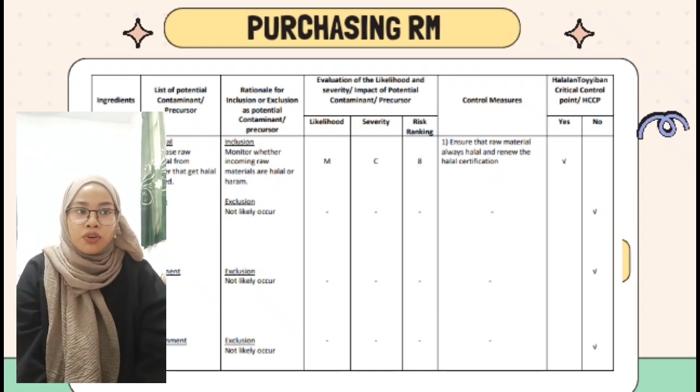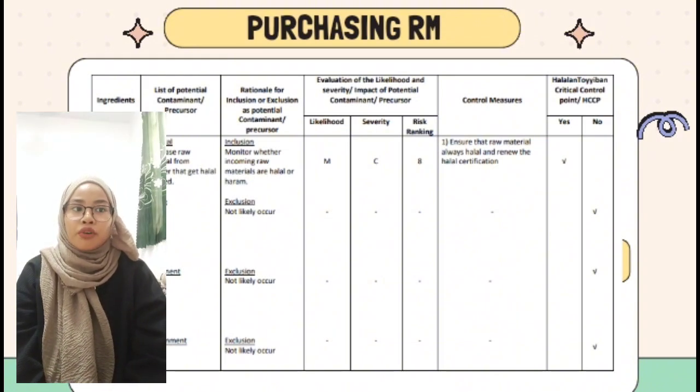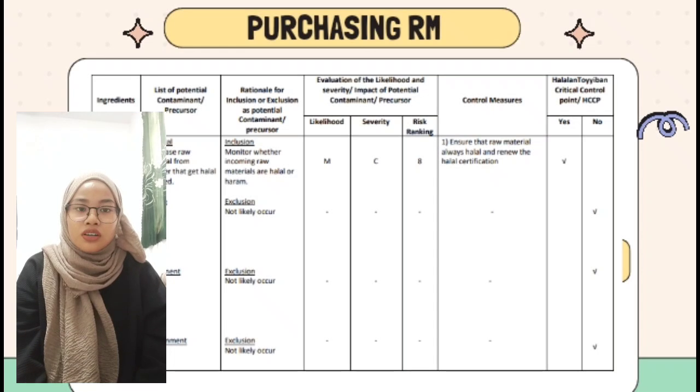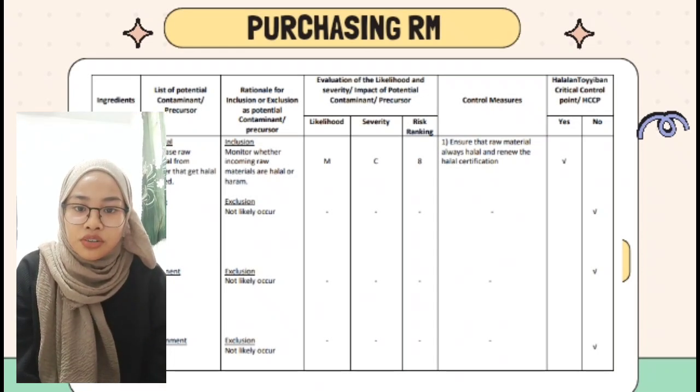So at this point, the halal tayyiban critical point is only raw material, and people, equipment, and environment are not really.